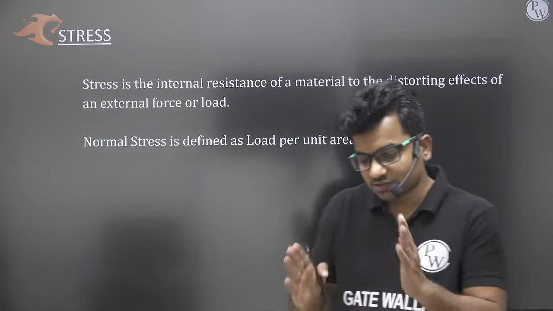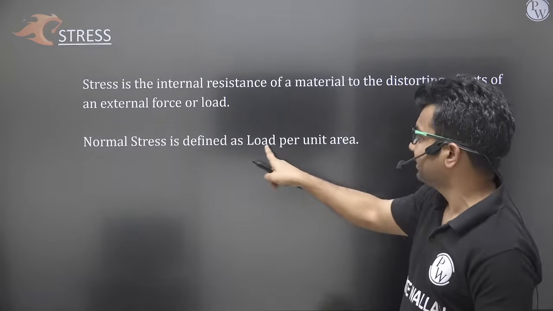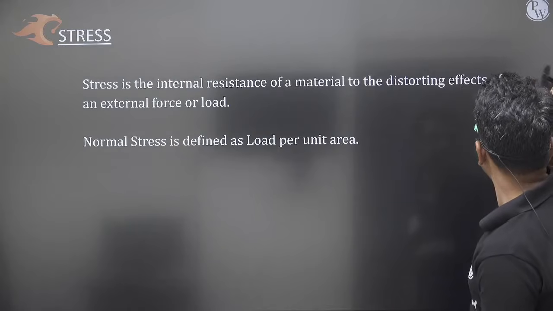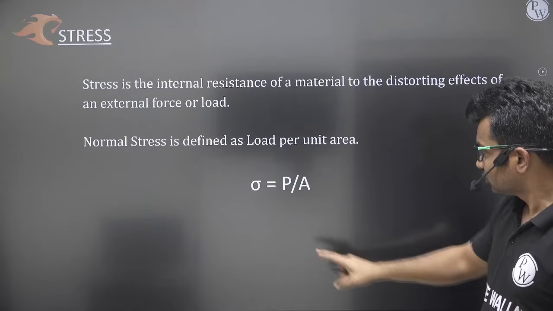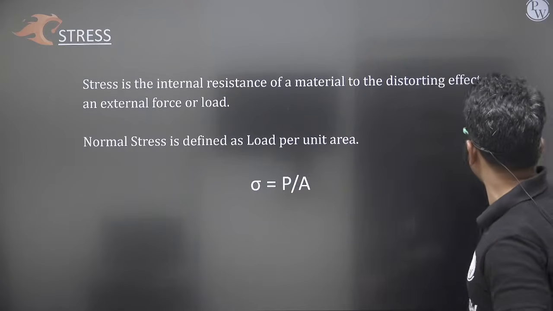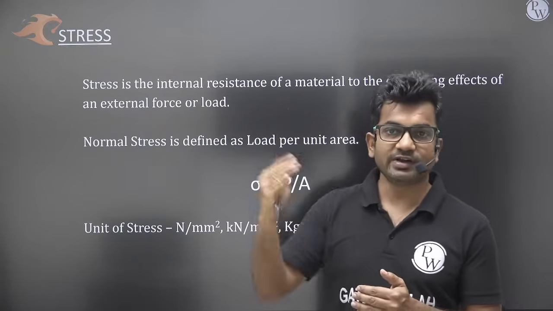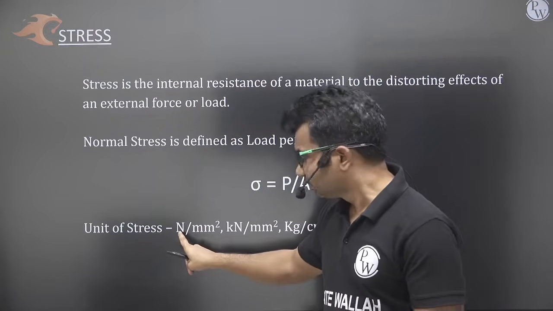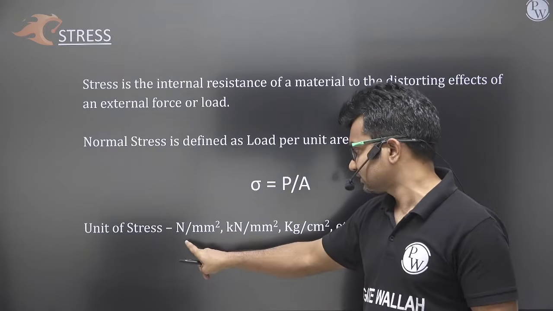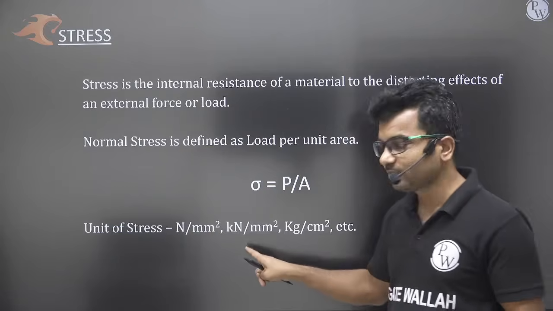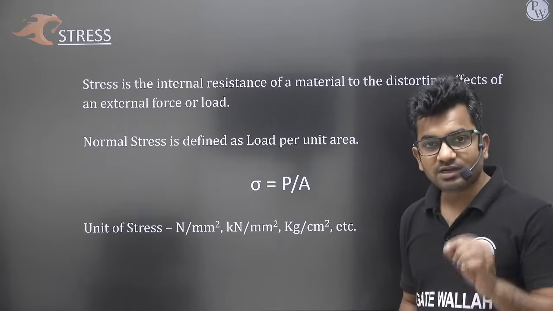Now normal stress. What is normal stress? Stress that acts perpendicular. The normal stress or perpendicular stress is defined as the load per unit area. Simple definition: external load divided by the area of the cross section. So it will be expressed like this: stress is equal to P by A, and the unit of stress will be the unit of force divided by area. The force unit will be Newton, the area unit will be mm square. So there will be several units of stress like Newton per mm square, or kilonewton per mm square, or kg per centimeter square, etc. So this is all about the definition of stress.